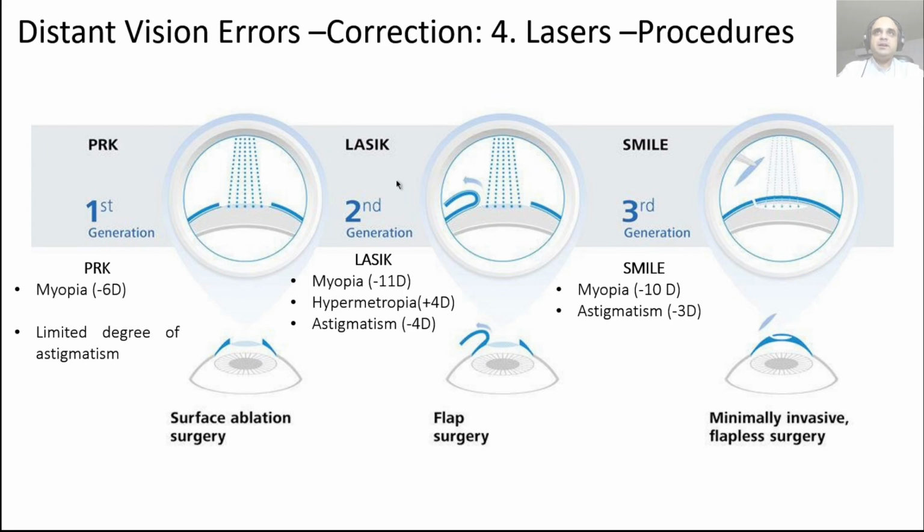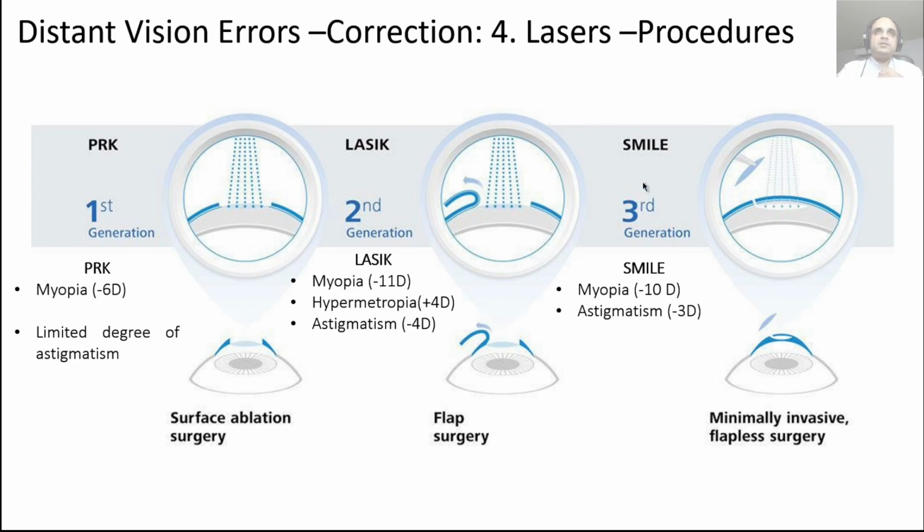And what LASIK does is you raise a little bit of a flap of cornea, apply laser to the corneal stroma, and you can put the flap back. It has the advantage of not damaging those free nerve endings, so your visual recovery is much faster. It is something that if you get it done in the morning, by evening you are good to go. It can correct a lot of myopia, limited degree of hypermetropia, and also greater degree of astigmatism than PRK did.